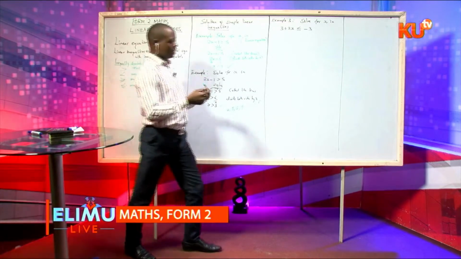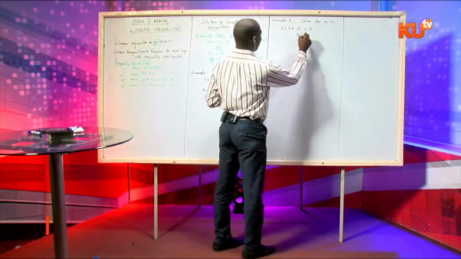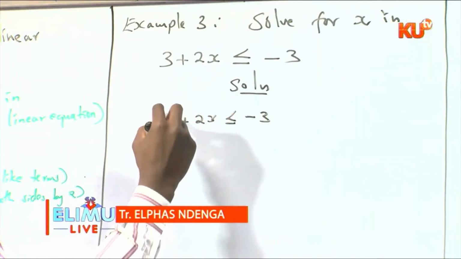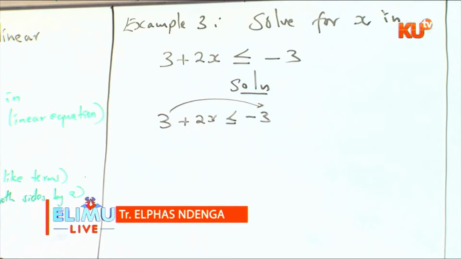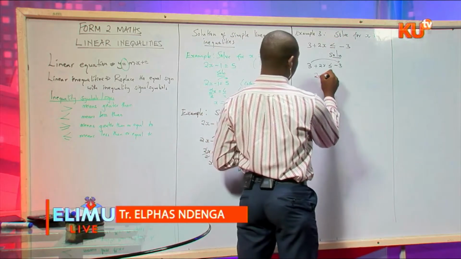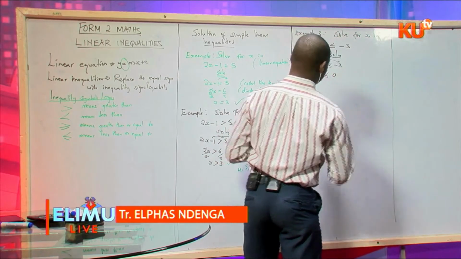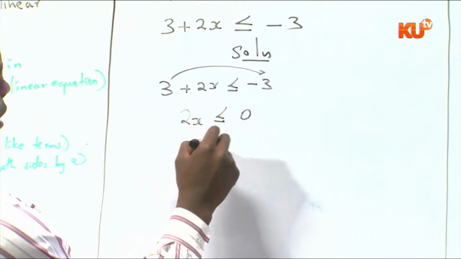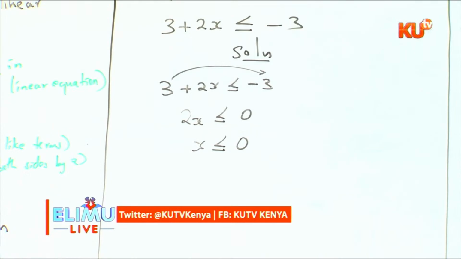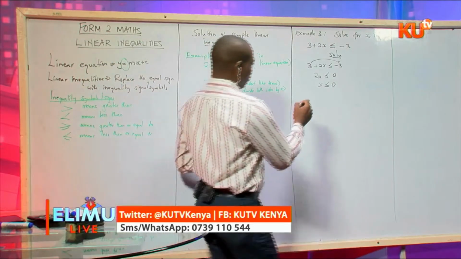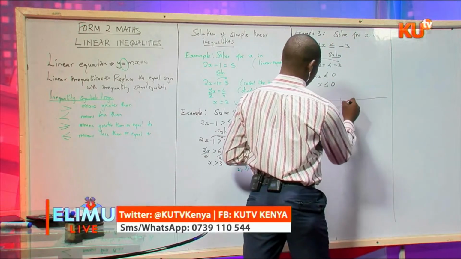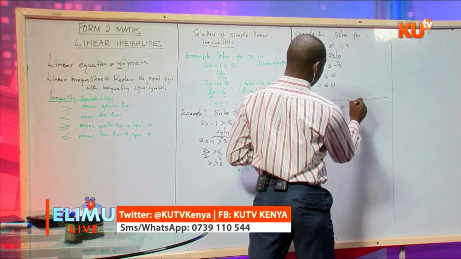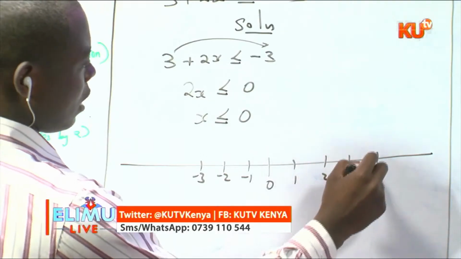But now the difference between this and this is that you'll see what will happen. If we solve this, 3 plus 2x less than or equal to negative 3, you take 3 to the right side, that becomes negative. So 2x less than or equal to 0. And so in this case, when you divide by 2, x becomes less than or equal to 0. If you look at the number line, this is 0, negative 1, negative 2, negative 3, and then this is 1, this is 2, this is 3, this is 4.